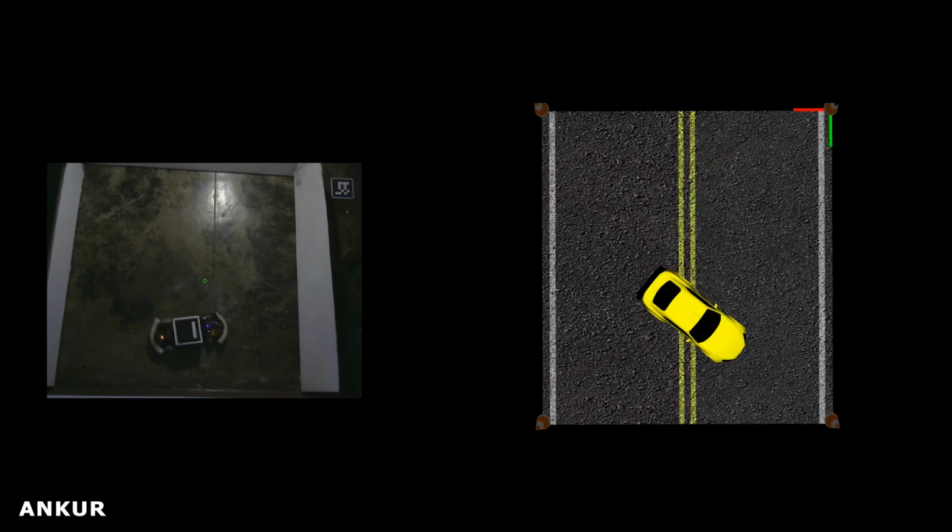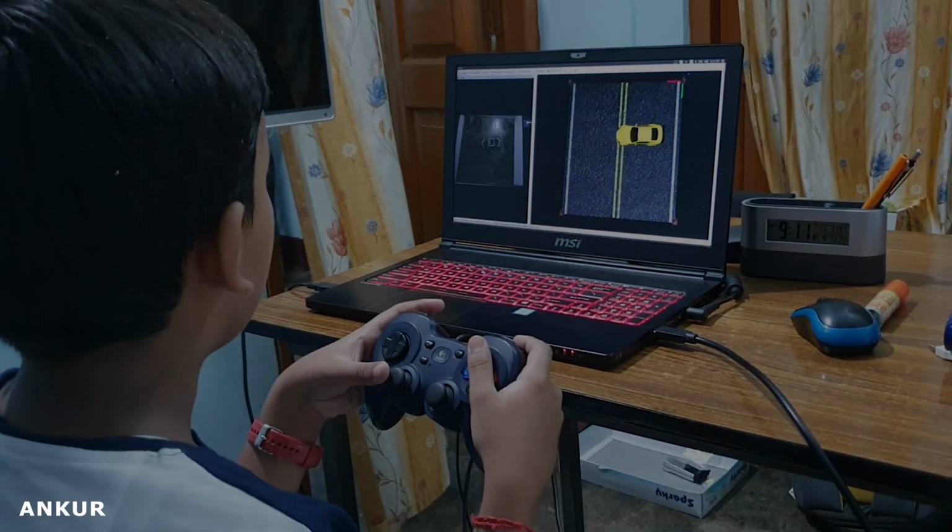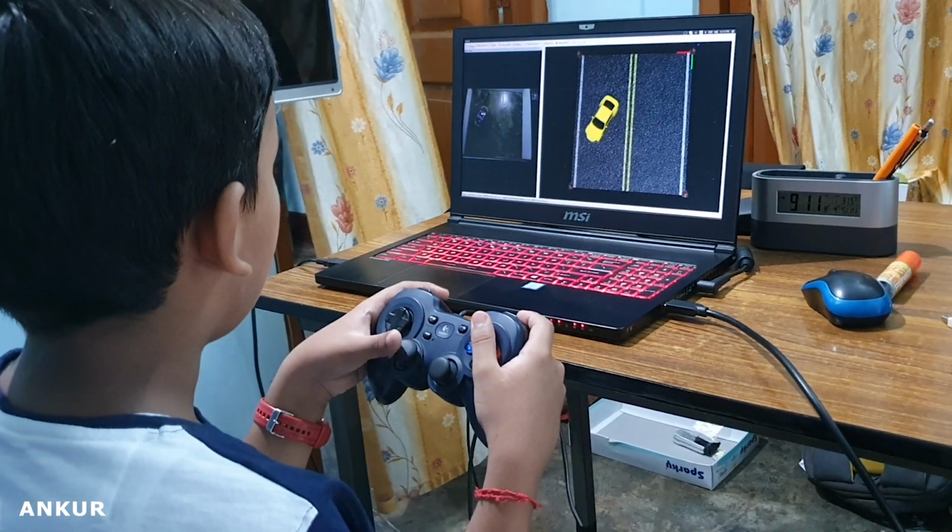Here's a complete 360 turn. The project was also an instant hit among the guests in a house.